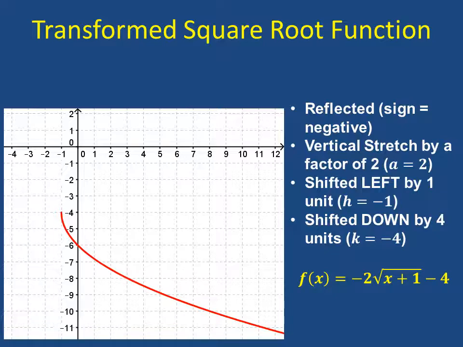Remember, since h is negative 1 and we're subtracting h, we get x plus 1 inside the radical. The domain of this transformed function is now going to be all values of x greater than or equal to negative 1, since this graph has been shifted to the left by 1. And a similar situation with the range. Since it's reflected, we're going to look at all values below the start of the curve, which is at y equals negative 4.